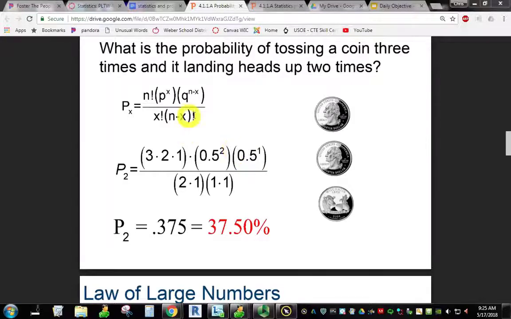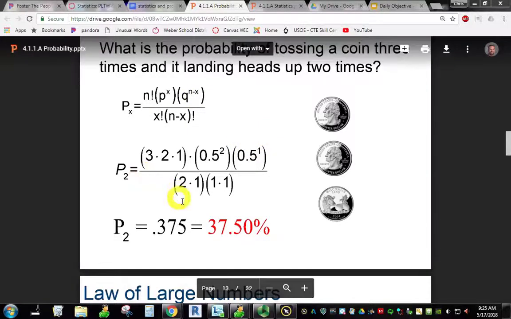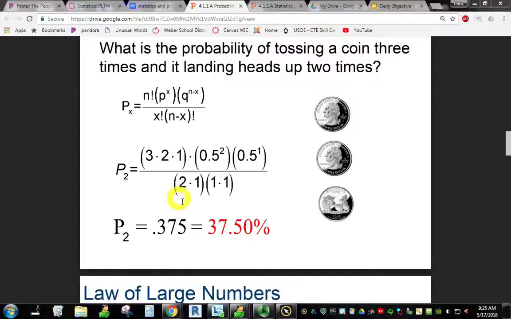I also have a 0.5 probability of getting that. And then notice in your equation it says N minus X. Well, remember, N was 3, and our X was 2. 3 minus 2 is 1. The denominator is pretty straightforward too. X factorial, so 2 times 1. And then N minus X, 3 minus 2 is 1, and the factorial is 1.